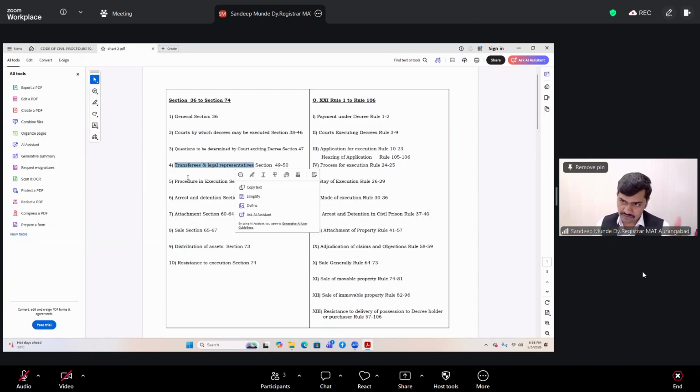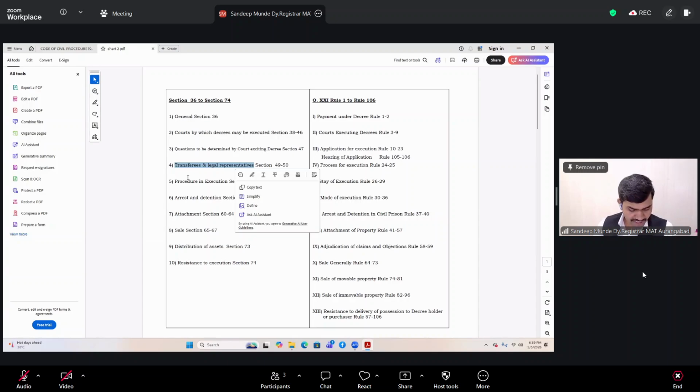He will step into the shoes of the decree holder, and the transferee will keep his legs in the shoes of the decree holder, and he will get the entire rights of the decree holder. The concept of the legal representative, as we popularly know them, LRs.